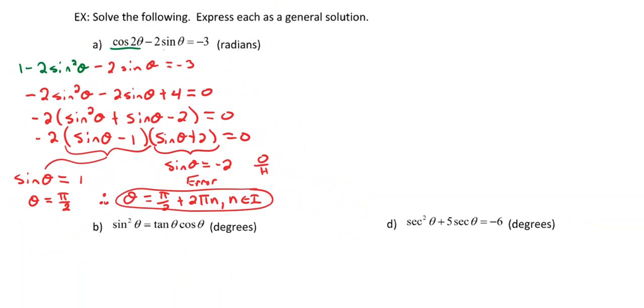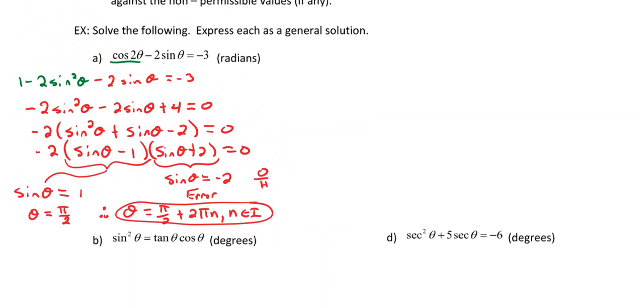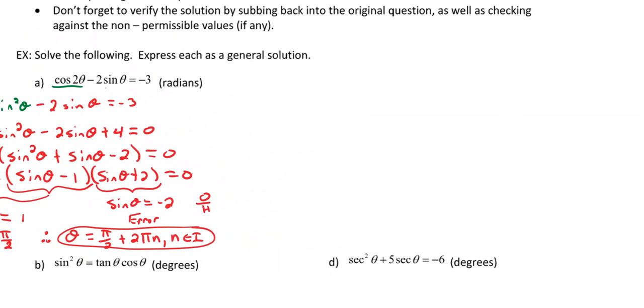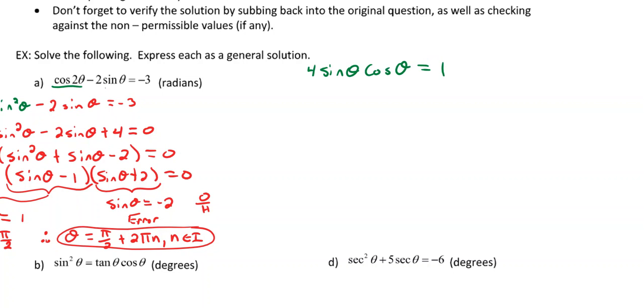Okay, and what we're going to do, I'm actually going to do one more too, because I've never made it onto the list, but it can be a tricky little one that might catch you. So here, let's do one over on the right here too, since we got the room. So let's do 4 sine theta cos theta is equal to 1.